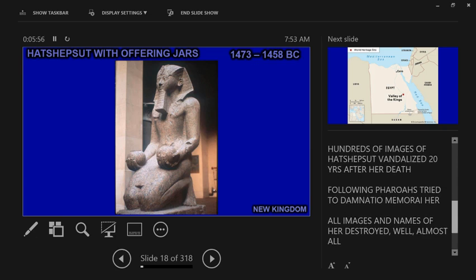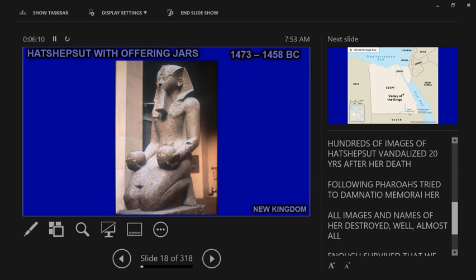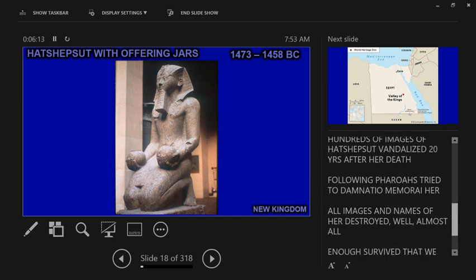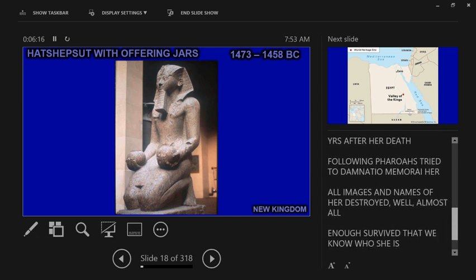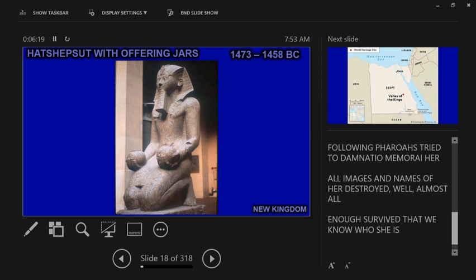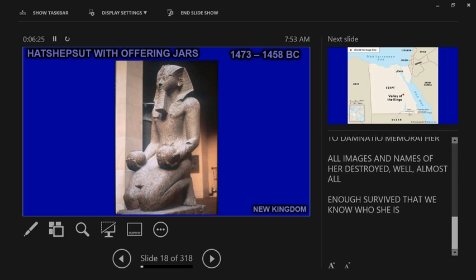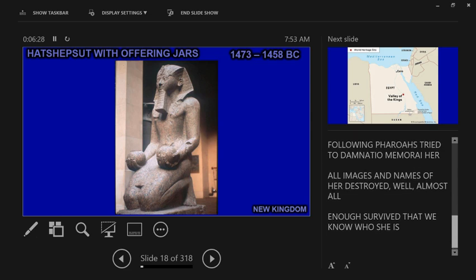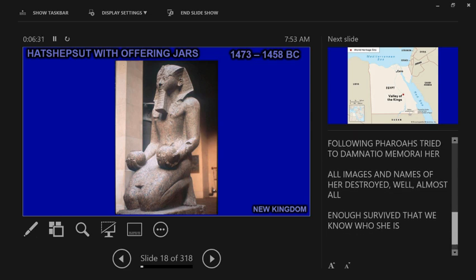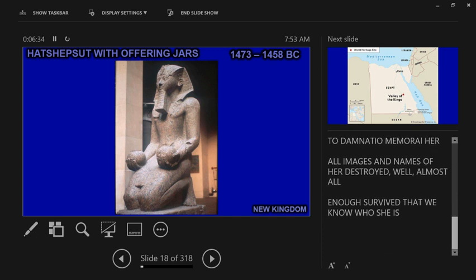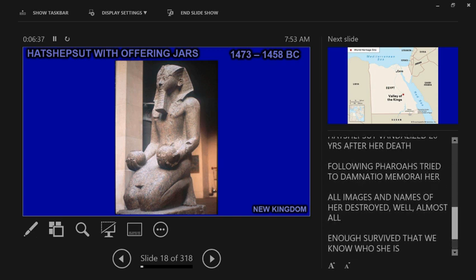All right. Now, I told you that there's a lot of people that didn't like that she was pharaoh, and there's a lot of vandalism of her sculptures. A lot of her sculptures are destroyed. And most of them were destroyed 20 years after her death. All right, and then also all names and images of her were destroyed as well, almost all. Enough have survived that we know who she is.